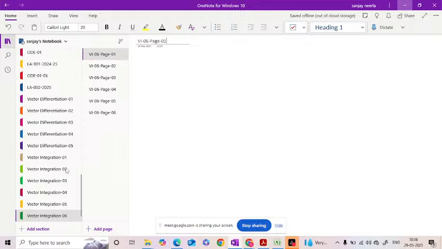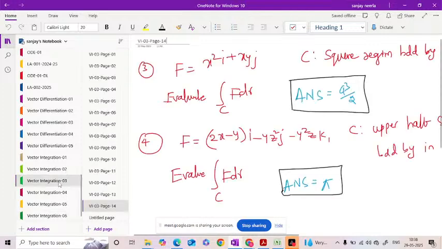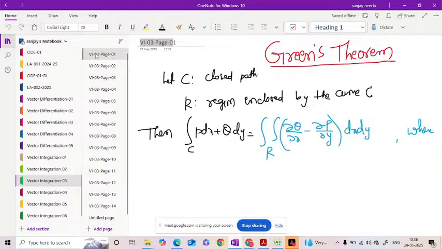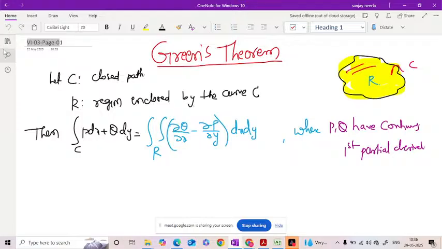Now, before going to today's class, we'll revise Green's theorem. What is the statement of Green's theorem? If C is a closed curve and R is the region enclosed by the closed curve C, then the line integral of P dx plus Q dy is equal to the double integral of dou Q by dou x minus dou P by dou y, dx dy. Here P and Q both are continuous functions.